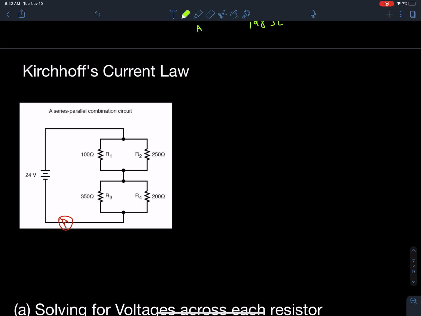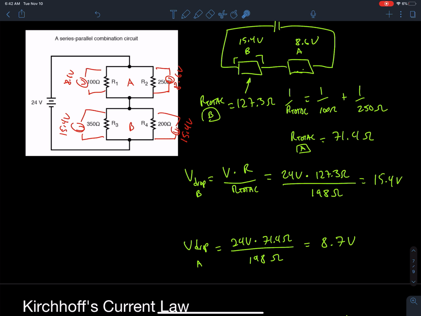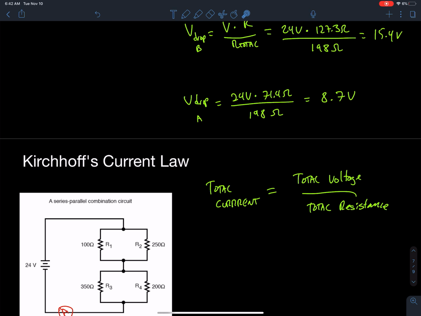Okay, so if I wanted to find the total current, it's going to be the total voltage divided by the total resistance, which we calculated in the previous part. The total resistance is 198 ohms. So I'd be able to calculate the total current by taking 24 volts divided by 198 ohms.